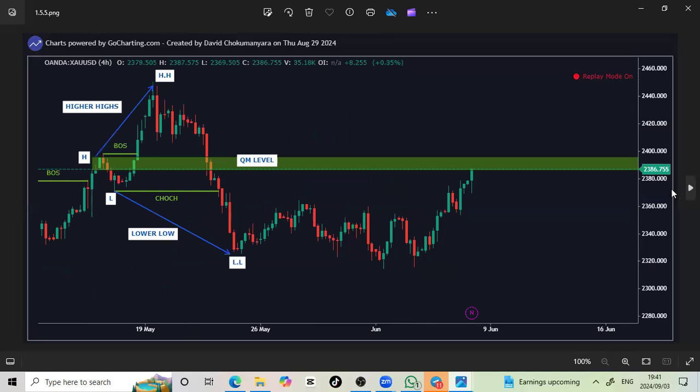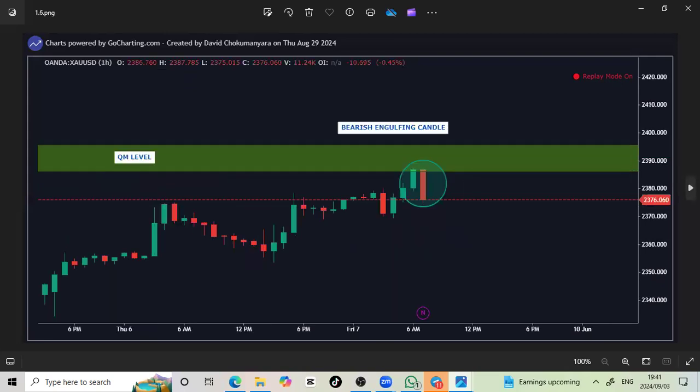So let's look at the next chart. Eventually price was able to push upwards and reach our Quasimodo level. But we're not going to sell immediately, because there is a possibility that price can just continue to push upwards. When price has returned to your Quasimodo level, you need to wait for a bearish signal here. So when price reached this Quasimodo level, it gave us a signal.